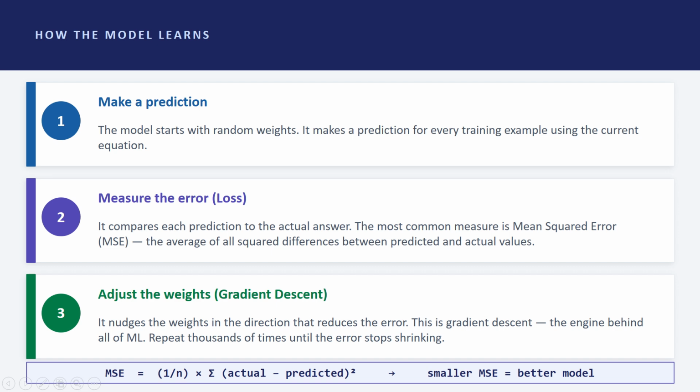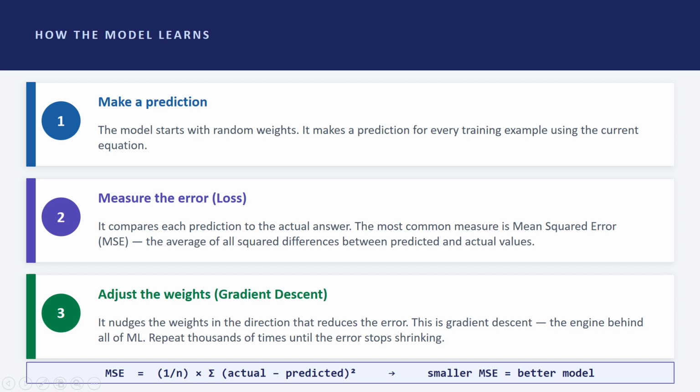It compares each prediction to the actual known answer. If the real house price is 300k and the model predicted 250k, that's a 50k error. We don't just add up the errors, we square them first to penalize large mistakes more heavily, and then take the average. This is mean squared error or MSE. The formula is at the bottom of this slide. The smaller the MSE, the better the model fits the data.